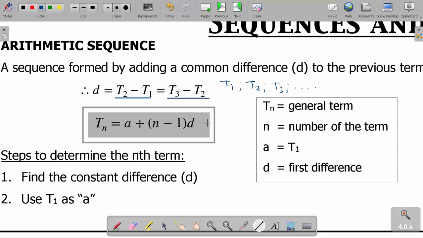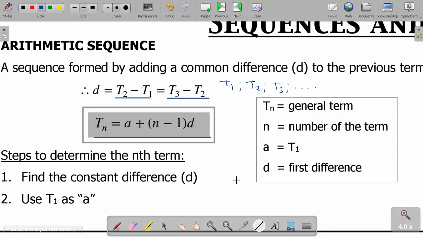And then our general term is given by Tn equals a plus (n minus 1) times d. That is for an arithmetic sequence. Here Tn is the general term, n is the number of the term, a is the first term T1, and d is the common difference.